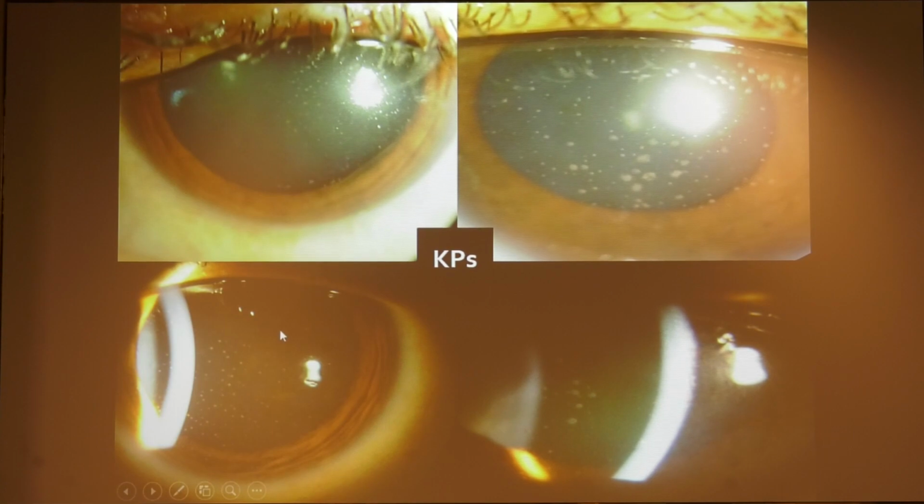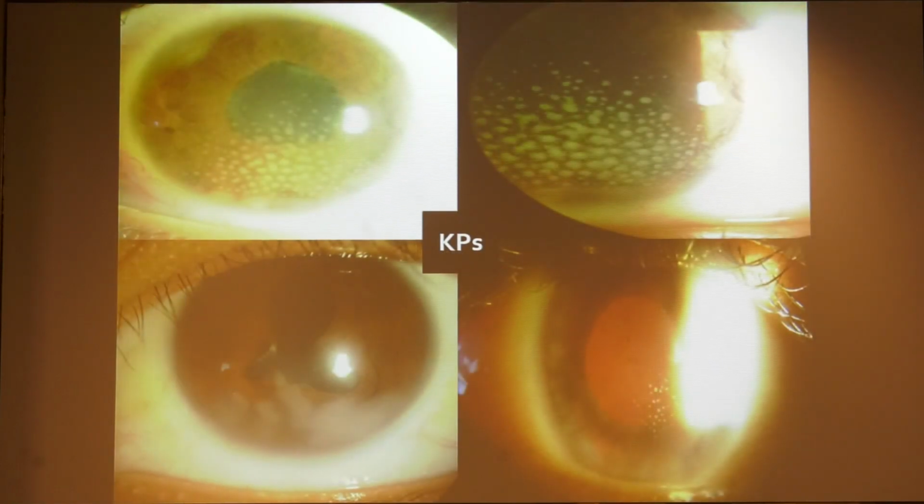And here you can see there are diffuse KPs outside the Arlt triangle, and there is no posterior synechia, with a mild posterior subcapsular cataract. So this is a constellation of findings for Fuchs uveitis. Whereas this is again a uveitis with centrally located KPs, and the pressure is very high, 50 mm mercury. Pressure waxes and wanes. This is what you call a Posner-Schlossman syndrome or glaucomatocyclitic crisis.